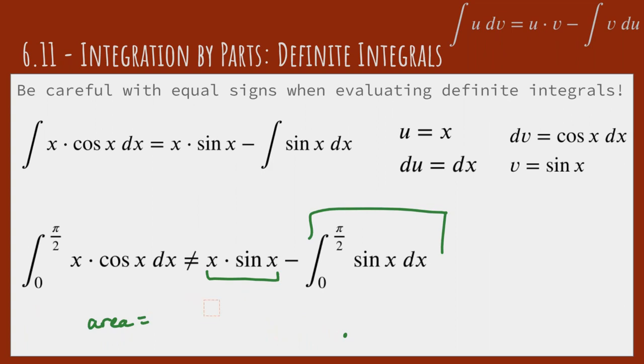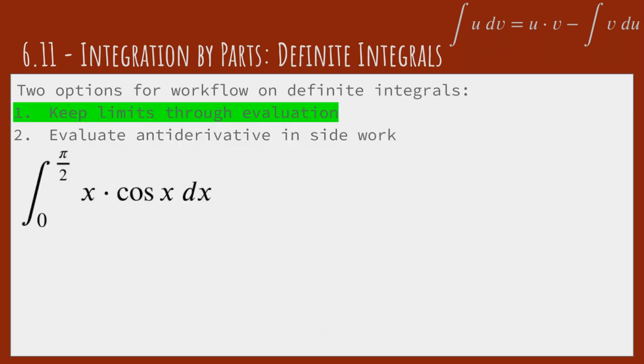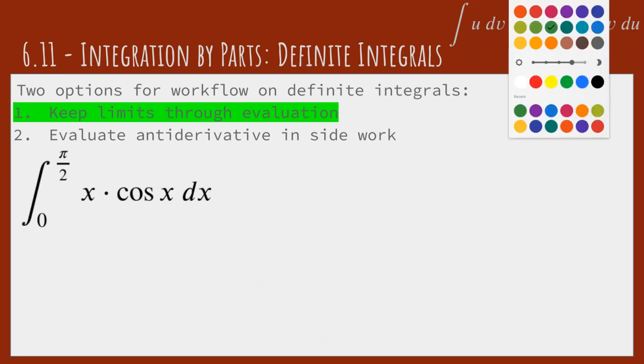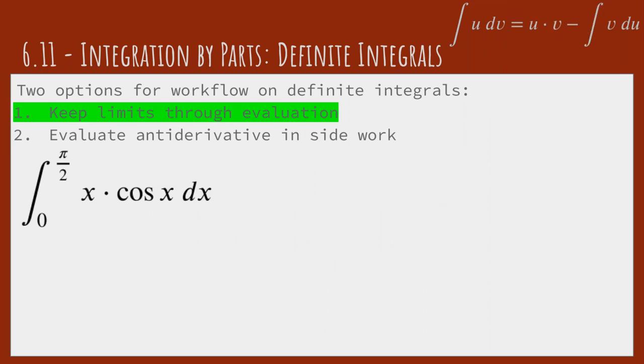So I want to look at a couple of options of how we can arrange our workflow so that we're not doing something illegal with our work. One option is to keep the limits throughout our evaluation. Using integration by parts, we're going to choose u and dv. I'm going to choose u equals x and dv equals cosine of x dx. So du equals dx, and v is going to be sine of x.